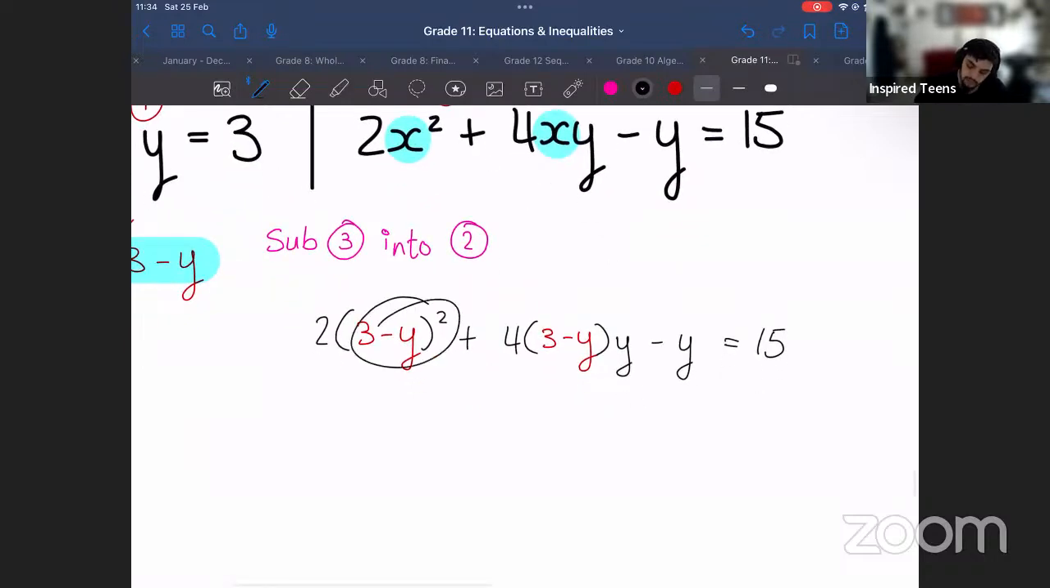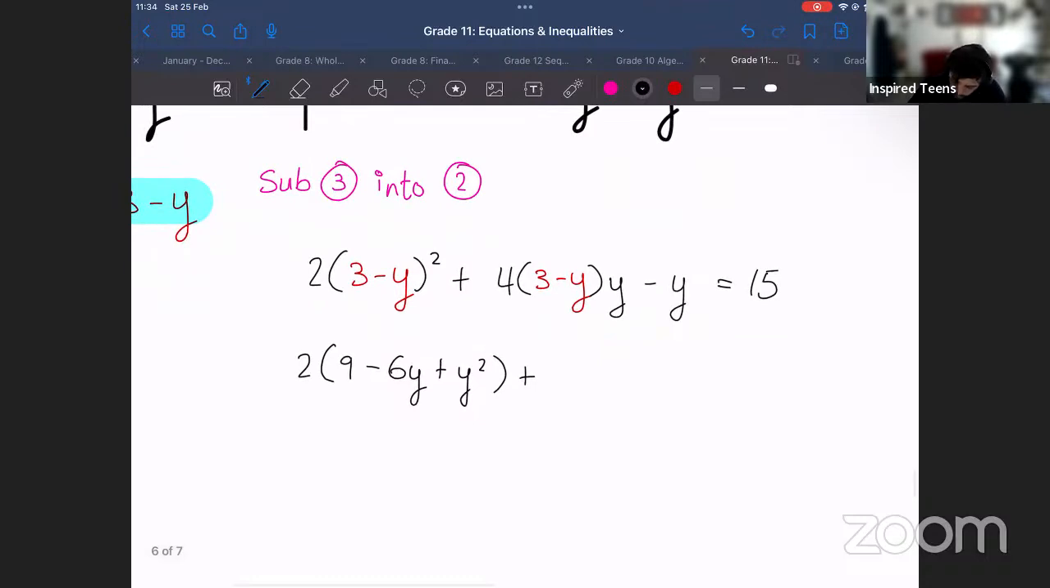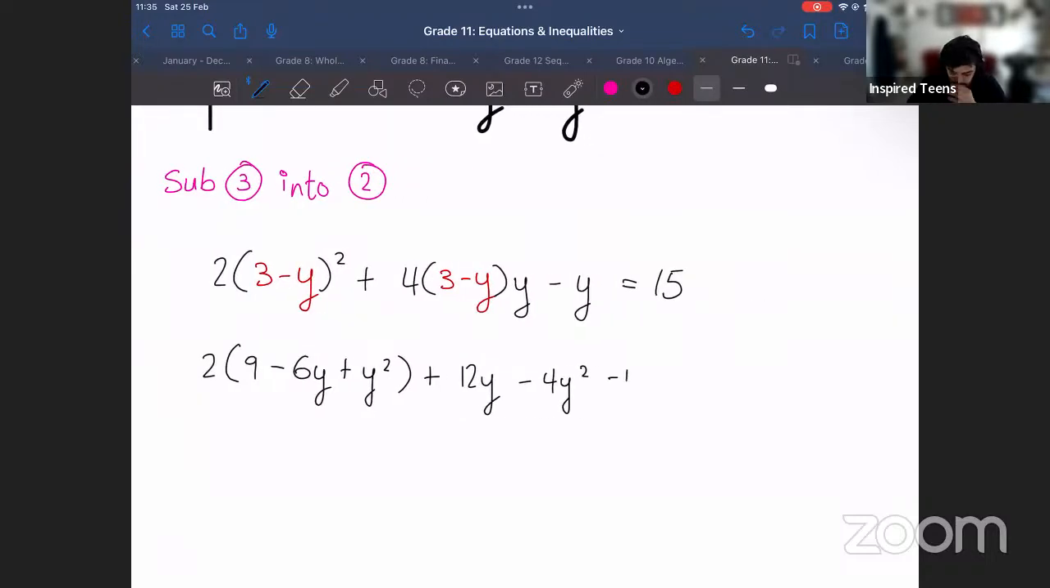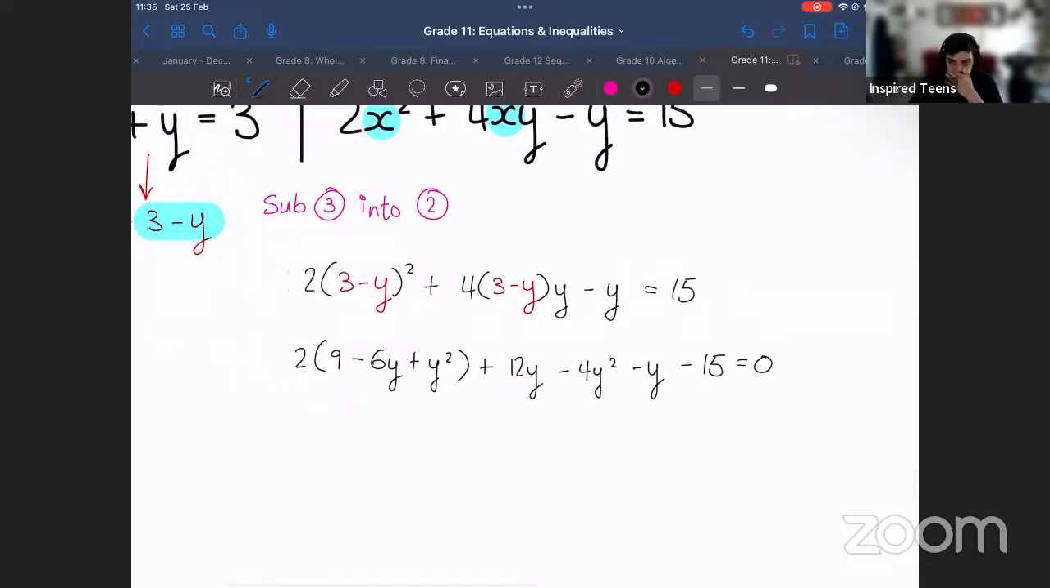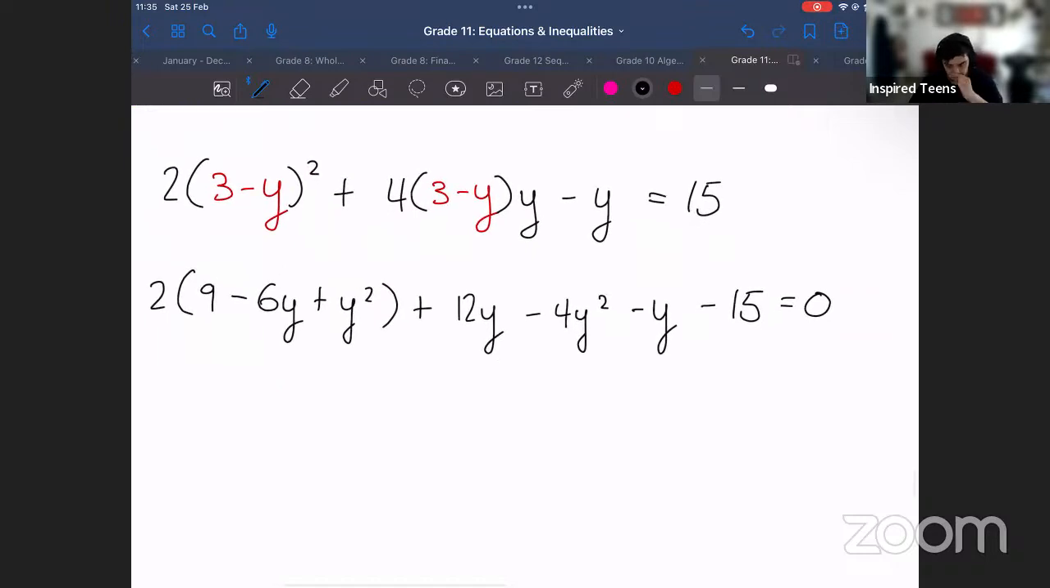Now, this is squaring a binomial. I'm going to do it a bit fast. 9 minus 6y plus y squared. If I'm incorrect, please correct me. This I'm also going to do fast. It's going to become 12y minus 4y squared, I believe. And then minus y minus 15. I'm going to take this over, is equal to 0. If I'm incorrect, please stop me. If you don't understand, I'm basically distributing each thing. I'm just not writing each step.